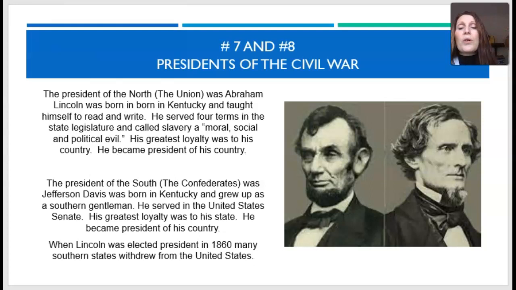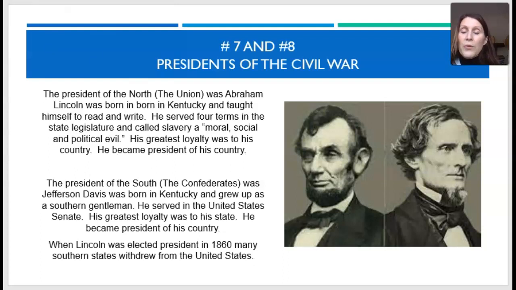So the president of the North, the Union as it was called, was Abraham Lincoln. He was born in Kentucky and he taught himself to read and write. He served 4 terms in the state legislature and called slavery a moral, social, and political evil. His greatest loyalty was to his country. He became president of his country. We know now president of the United States.